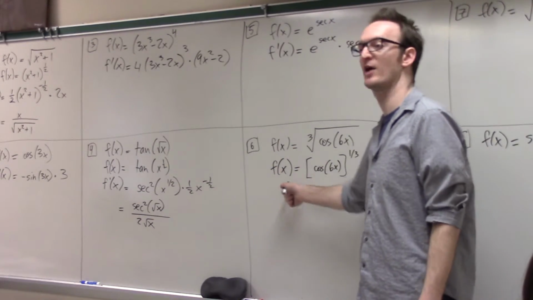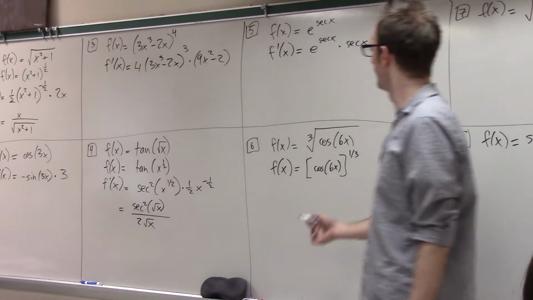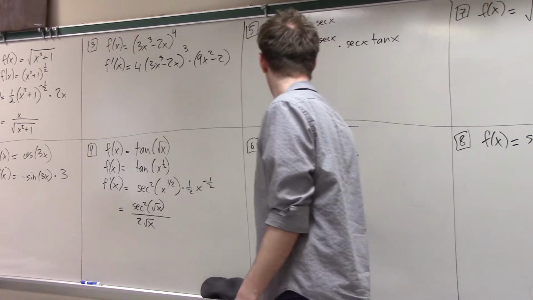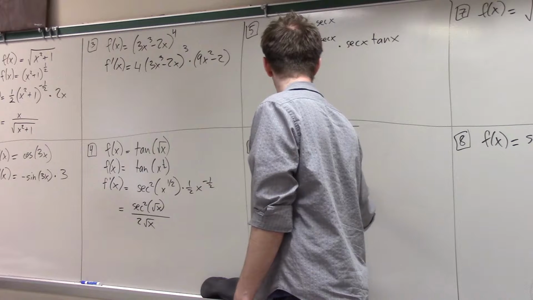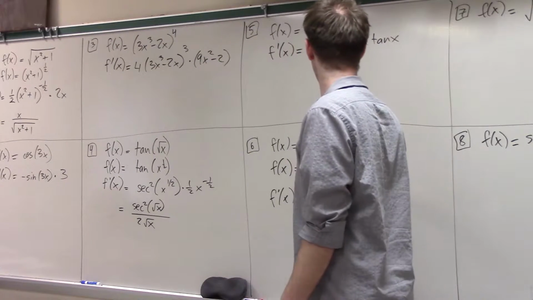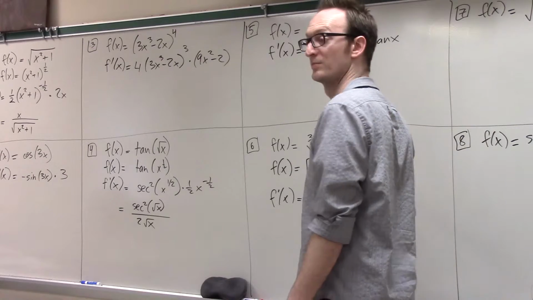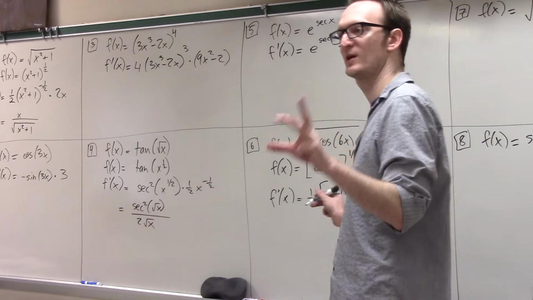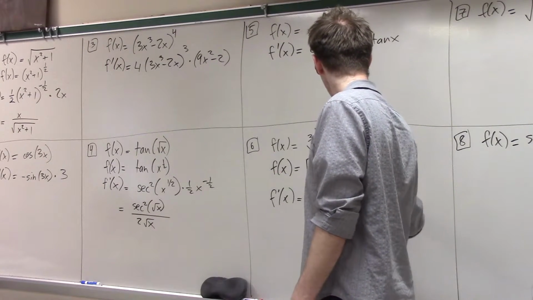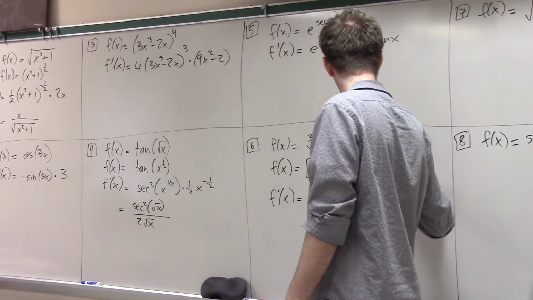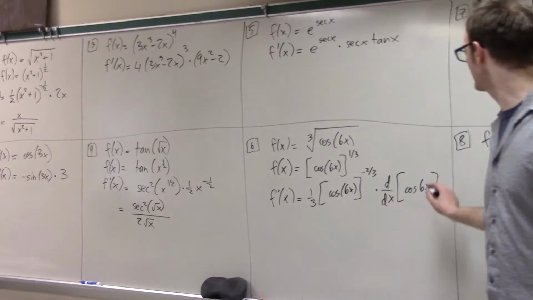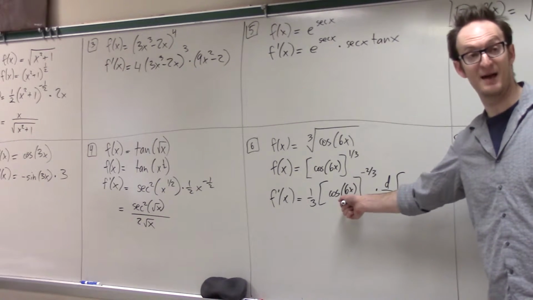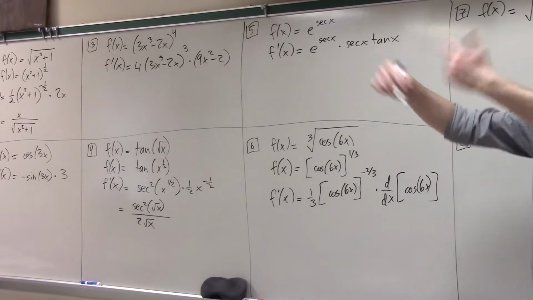What is the derivative of something to the 1/3? Well, the derivative of something to the 1/3 is 1/3 something to the negative 2/3. Back inside for the derivative of the something. Is everybody with me? Back inside for the derivative of cosine 6x. So the chain rule makes complete sense. It just so happens in this particular case that when I do the back inside step, I also need to use the chain rule. Do you see what I mean by saying it's recursive?